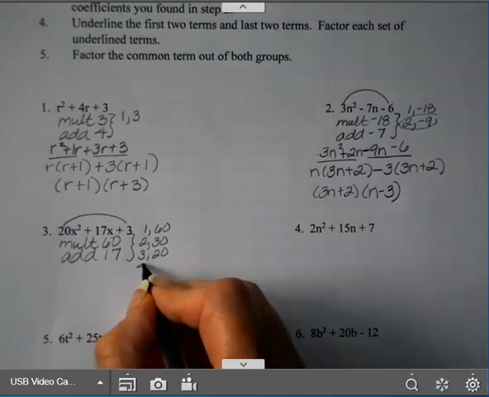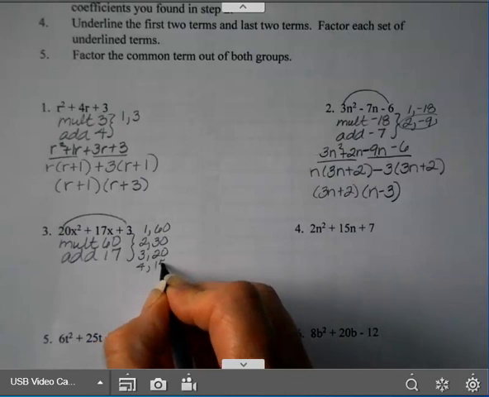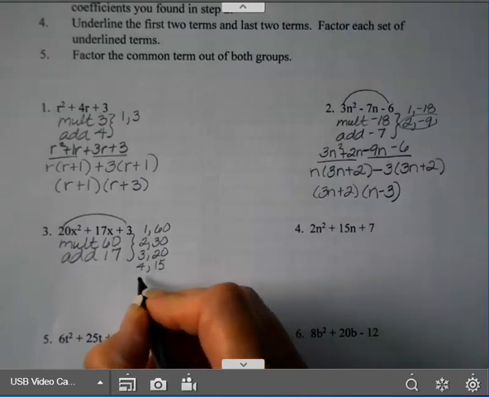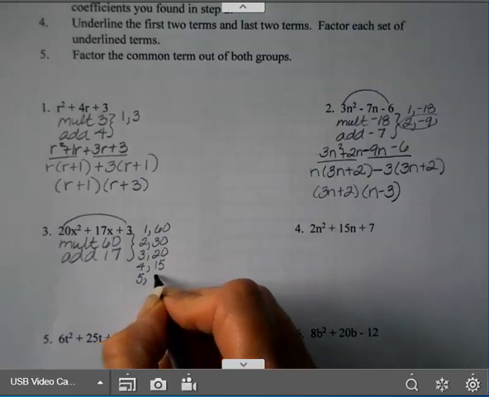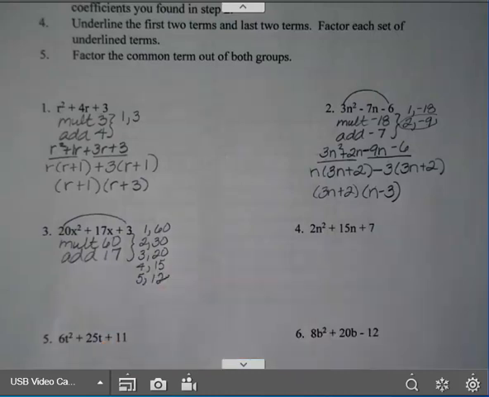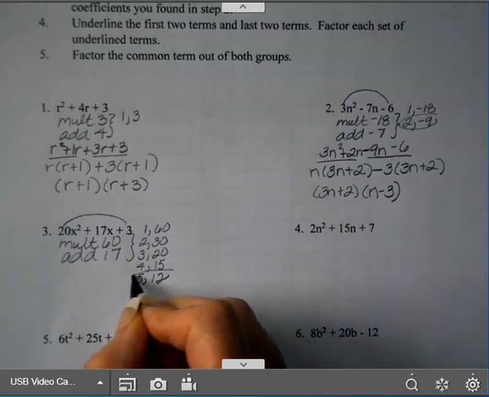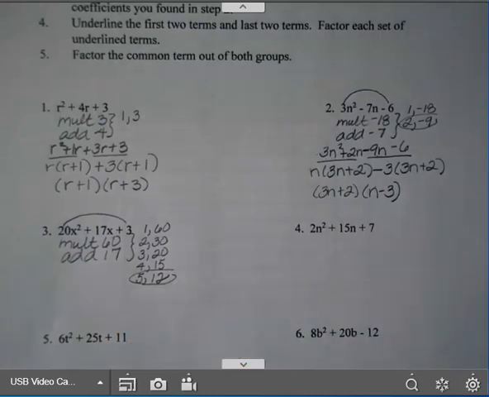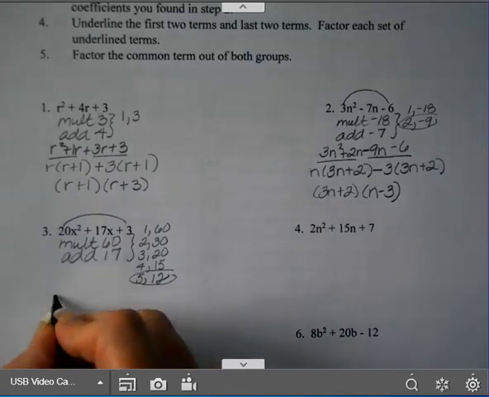4 and 15, 5 and 12. So it looks like that's the pair I need. And 6 and 10 would also multiply to 60, but I don't need that pair because I found the one that adds to 17. So now I'm going to split my middle term.